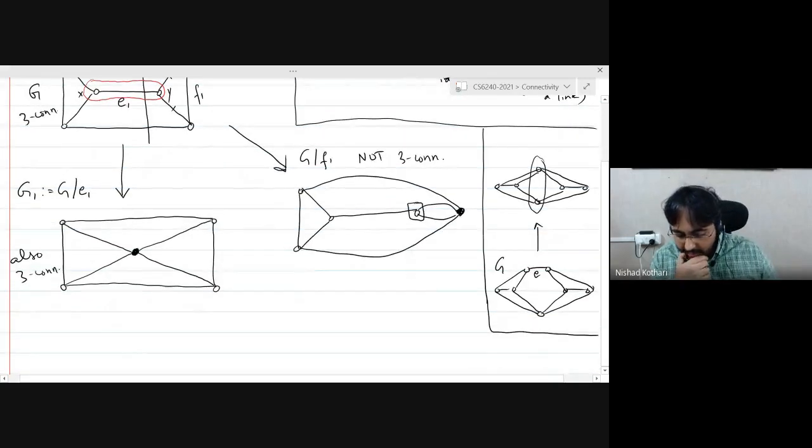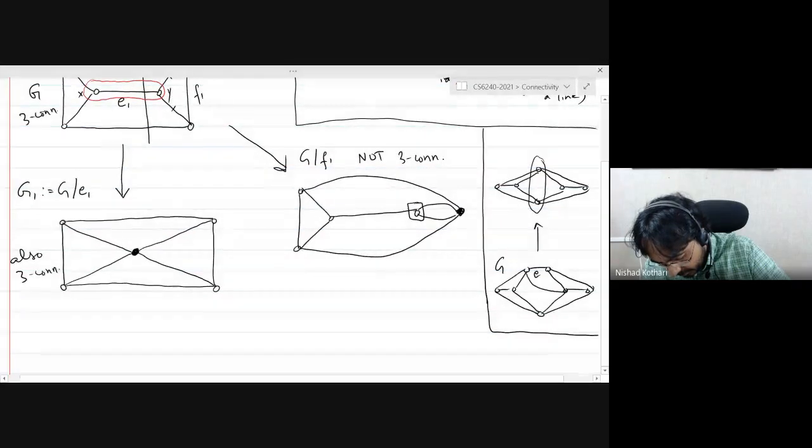So Shivam has a comment that G is not 3 connected. That is true. G is not 3 connected. That's right. Okay. Sorry, bad example. So it's not 3 connected because I have these 2 vertex cuts. Okay, let me try to fix that.